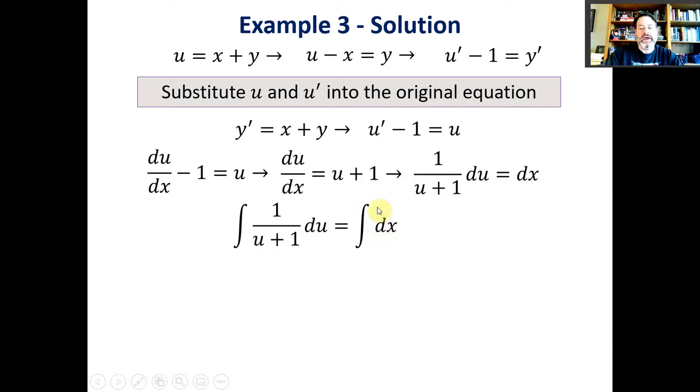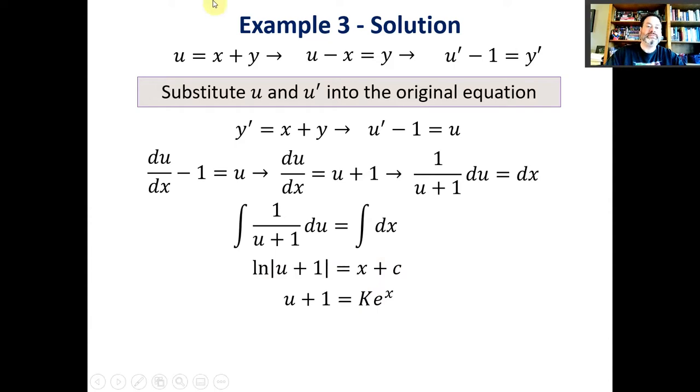So this right side's going to be x. Left side's going to be natural log of absolute value of u plus 1. Again, we put the absolute value here, but as soon as we go to solve for y, we drop them. Now I use the exponential trick that I had before. So I'm going to write these as exponents on e. So you're going to get an e to the x here. E to the c turns into k again. And on the left side, we just get u plus 1. So same trick we used in example 2.